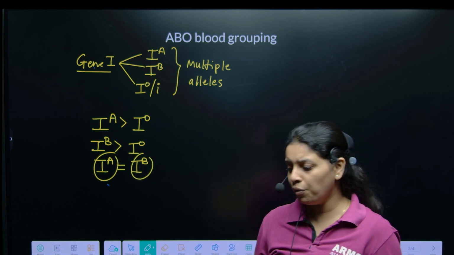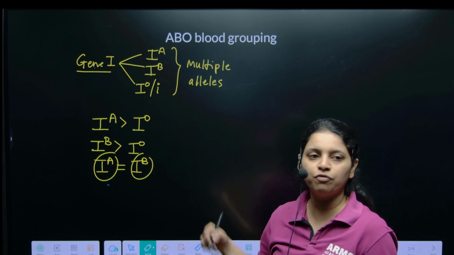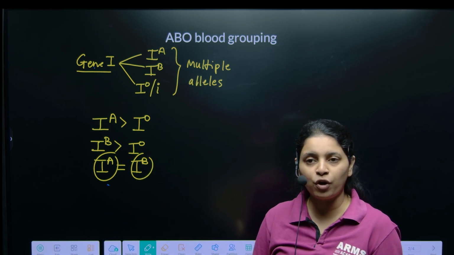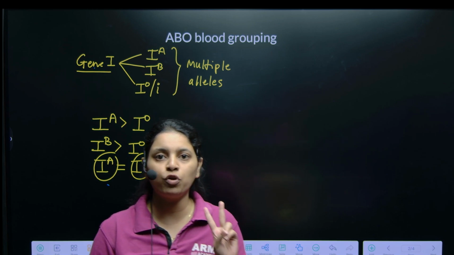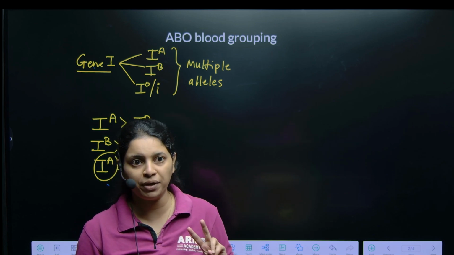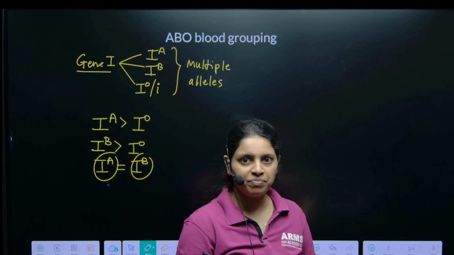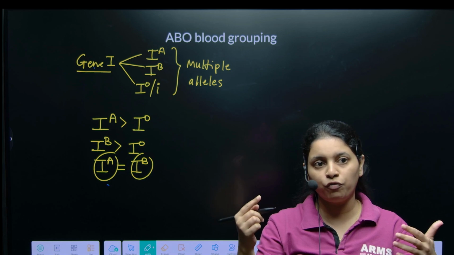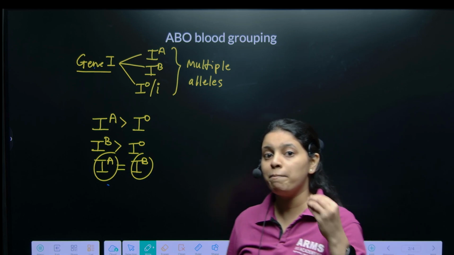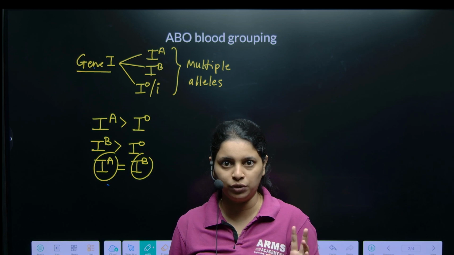Now, an individual will not have all the three allelic forms together. Why? Because we have our chromosomes in pairs, right? We have chromosomes in pairs, homologous pairs of chromosomes. So if we have chromosomes in pairs and the alleles are also present on this homologous pair of chromosomes, we can have maximum only two different types of alleles in one individual, right?